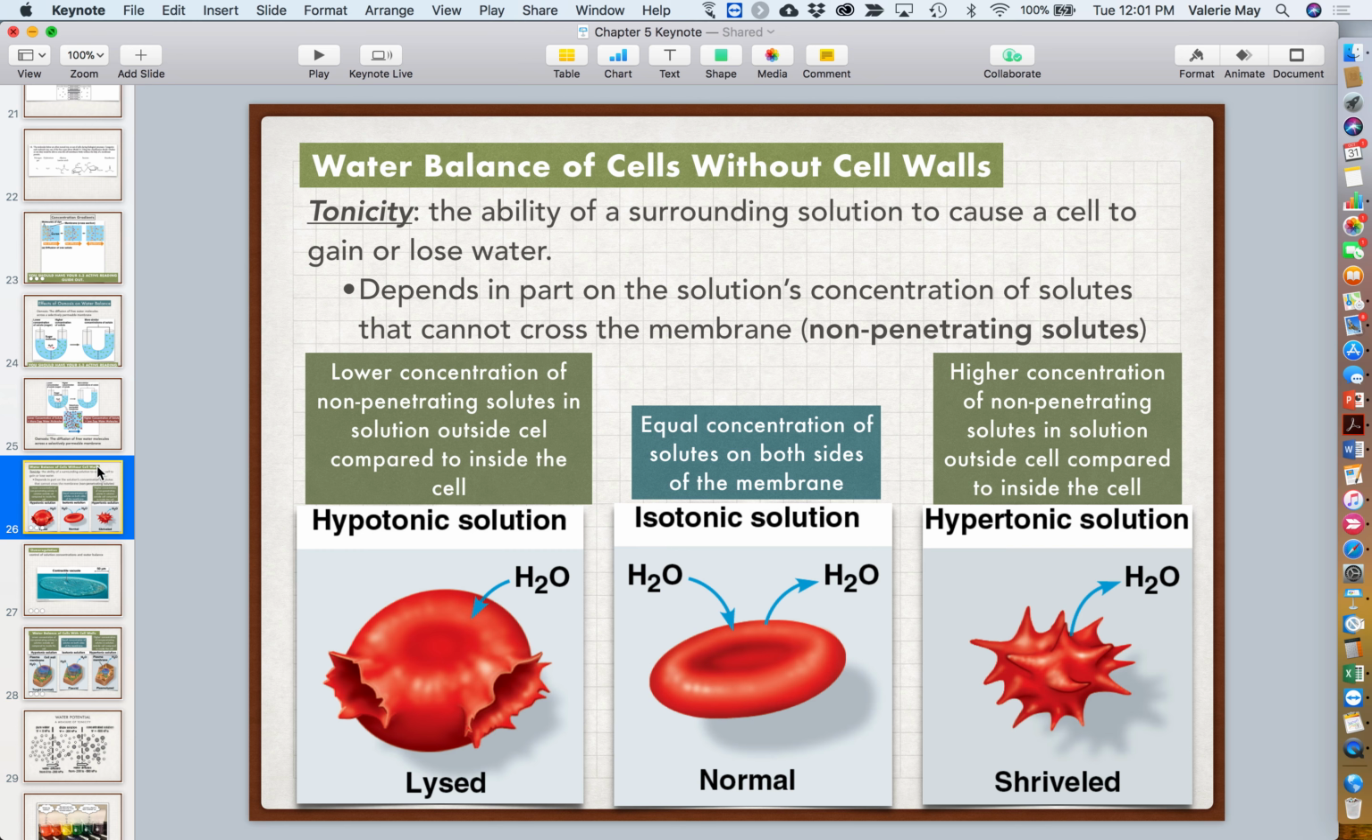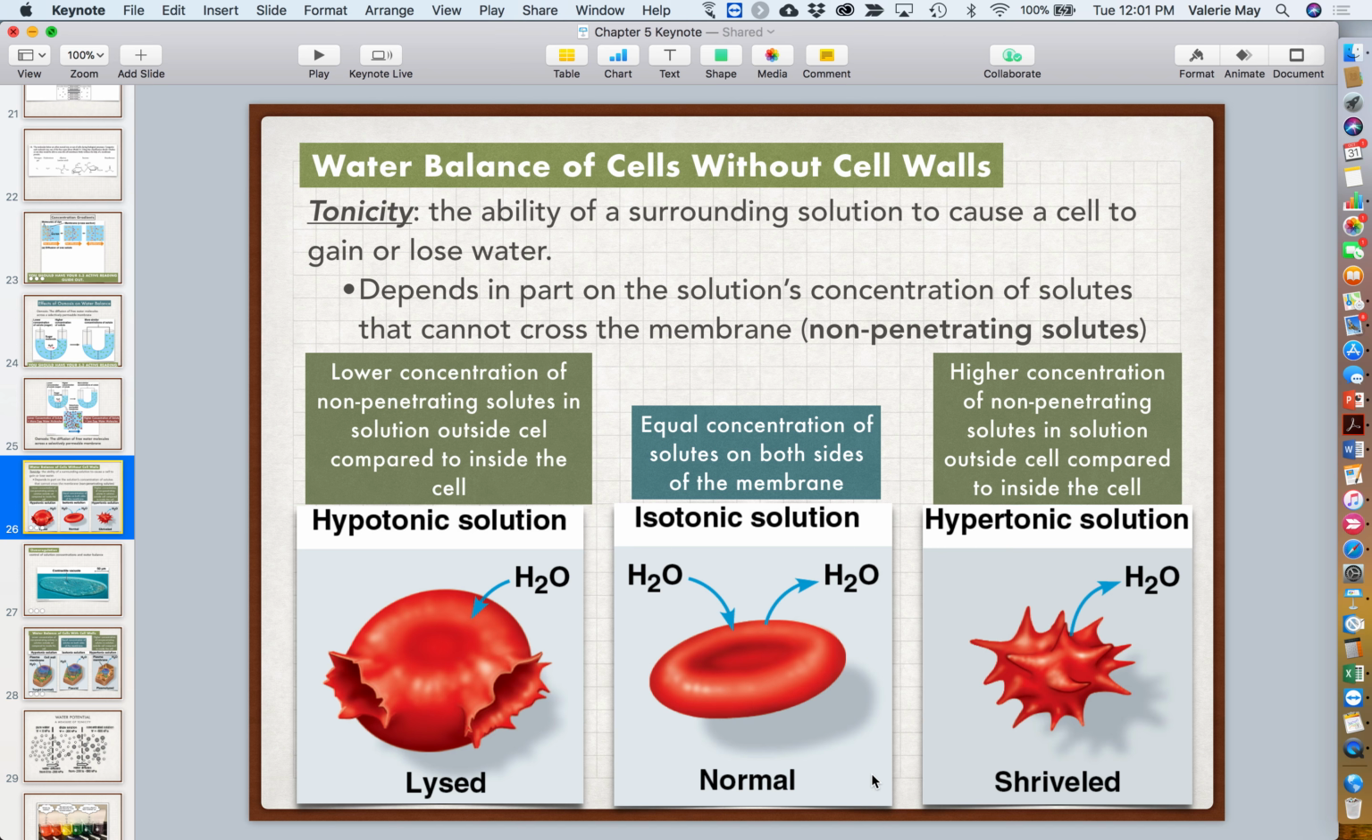We're going to focus first on cells without a cell wall, and then talk about what happens with that cell wall surrounding the cell. So tonicity is the ability of a surrounding solution, so a solution outside of a cell, to cause a cell to gain or lose water. So gaining water, water would go in. Losing water, water would go out.